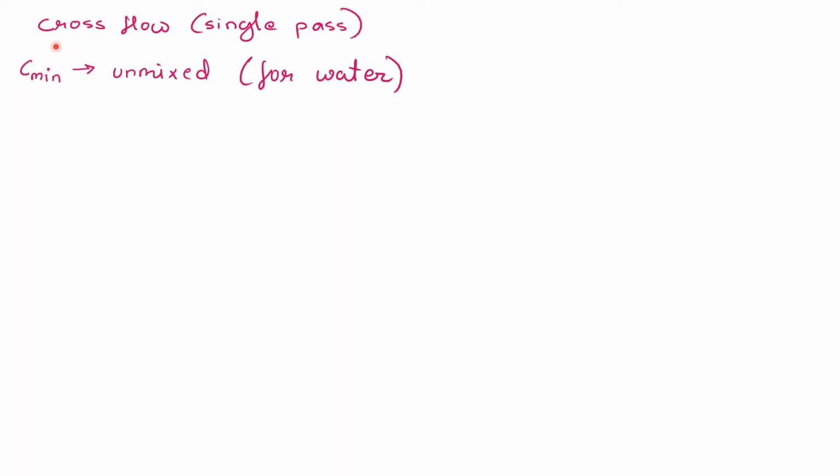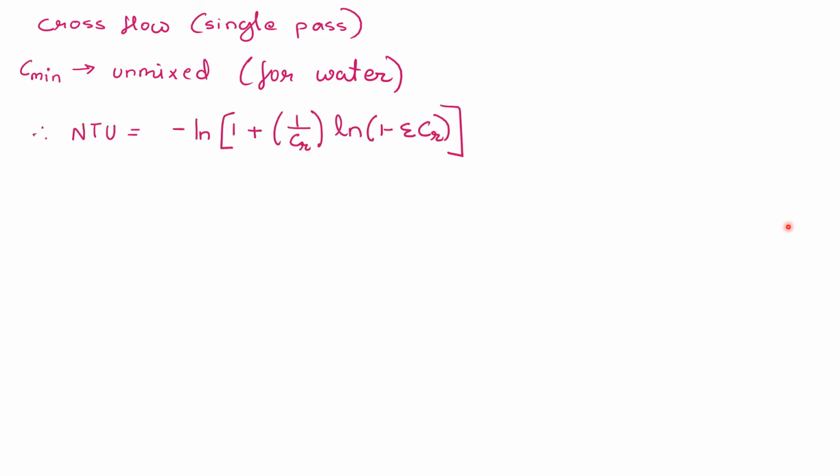Now the table has different relations for a parallel flow, for a counter flow, for a baffled heat exchanger, and for a cross flow heat exchanger, and for cross flow heat exchangers you'll have a relation for a single pass where your fluid is unmixed. So for this case, our NTU is minus natural log of 1 plus 1 divided by CR, and CR here is the heat capacity rate ratio, which I'll define in a moment, times natural log of 1 minus effectiveness times the CR.